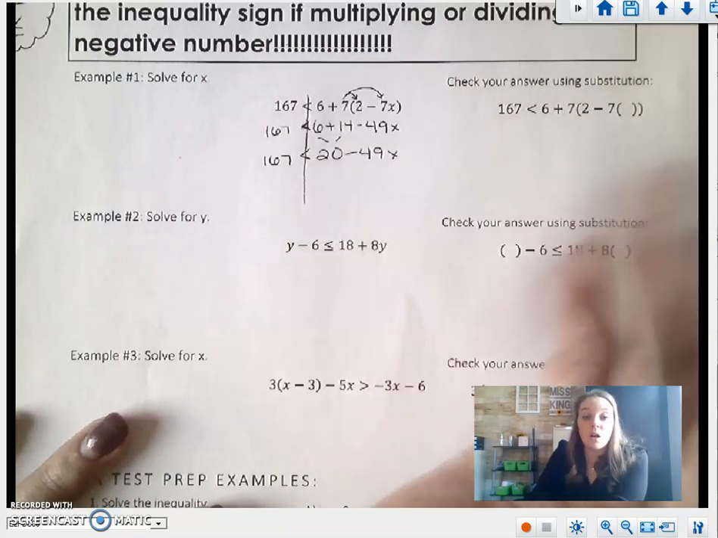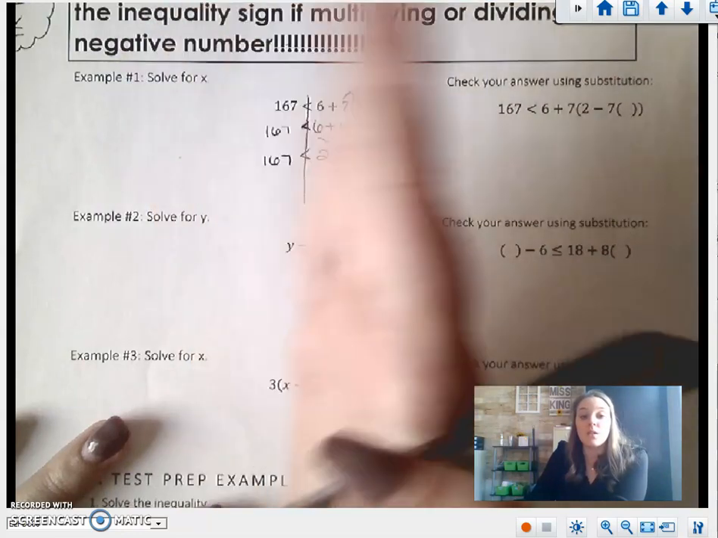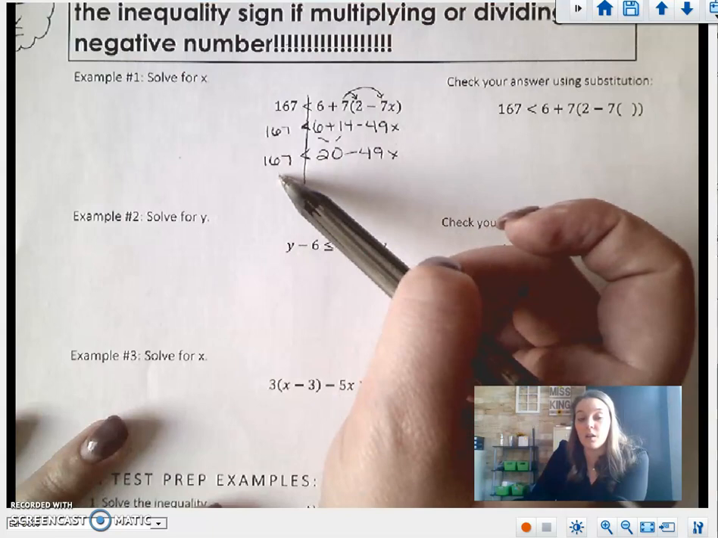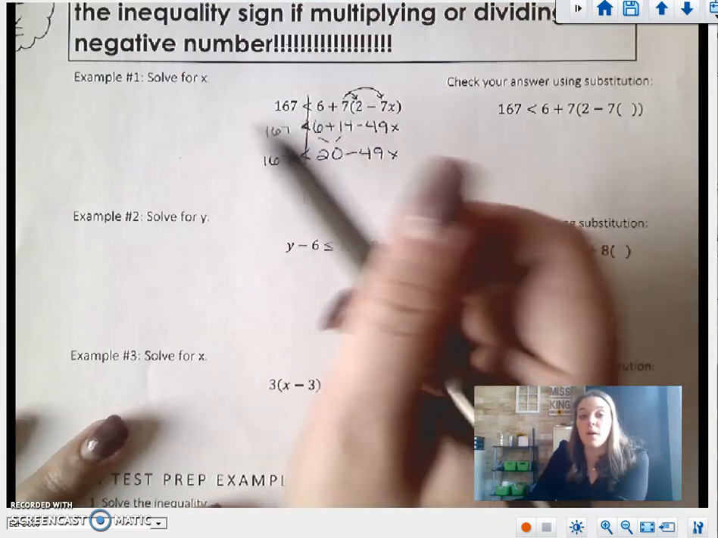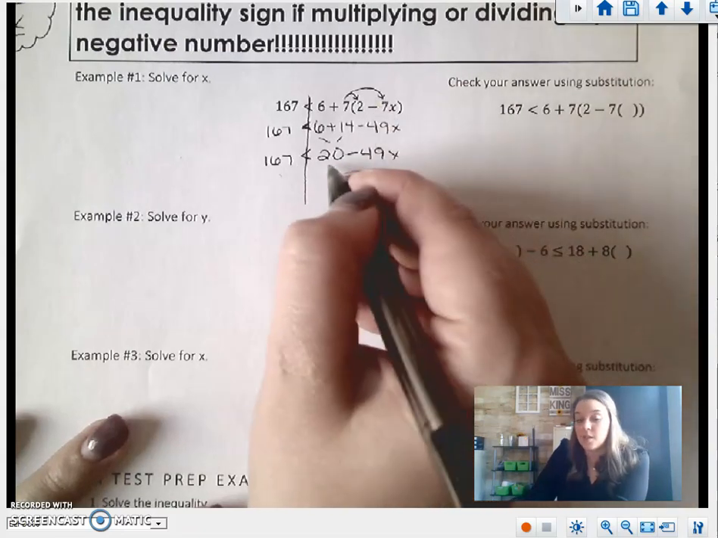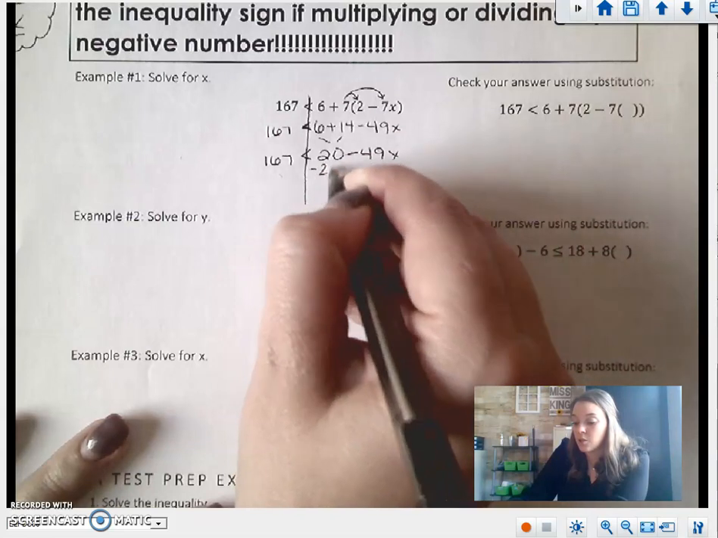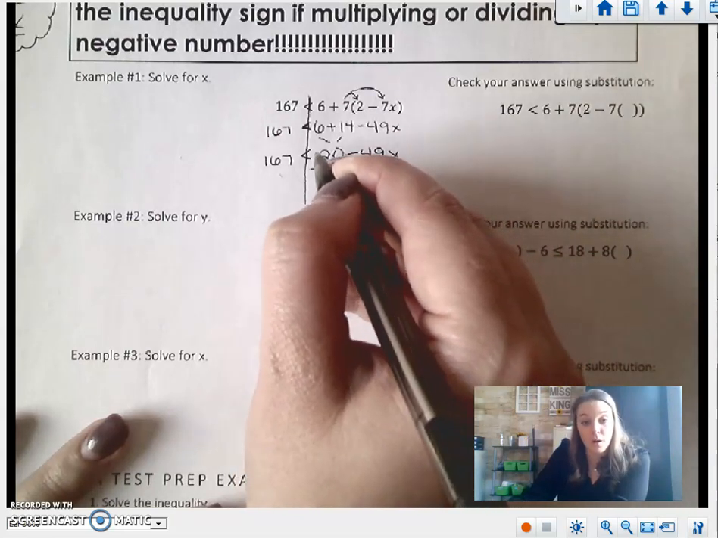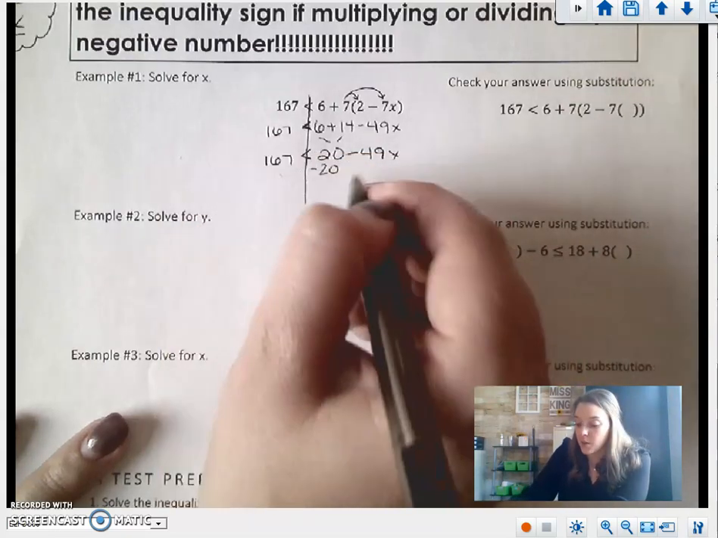So now I need to start moving things around. Remember that you want all of your numbers on one side, all of your variables on the other. So I have constants on the left, I have constants and variables on the right. So I'm going to move all my constants to the left. I have a positive 20, so I'm going to subtract 20 because the opposite of addition is subtraction. So I'm going to take this 20 minus 20.